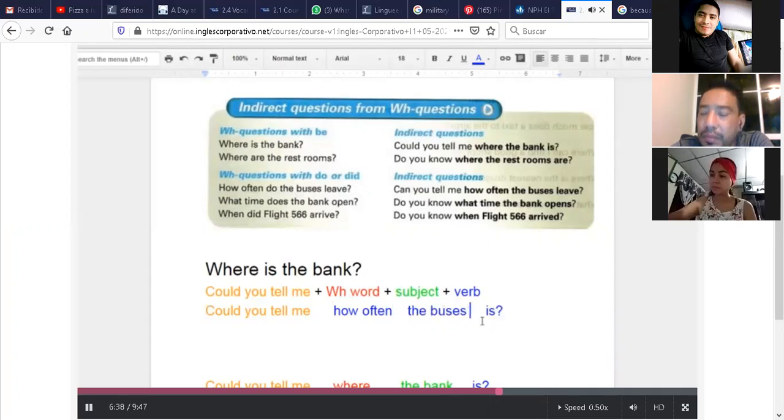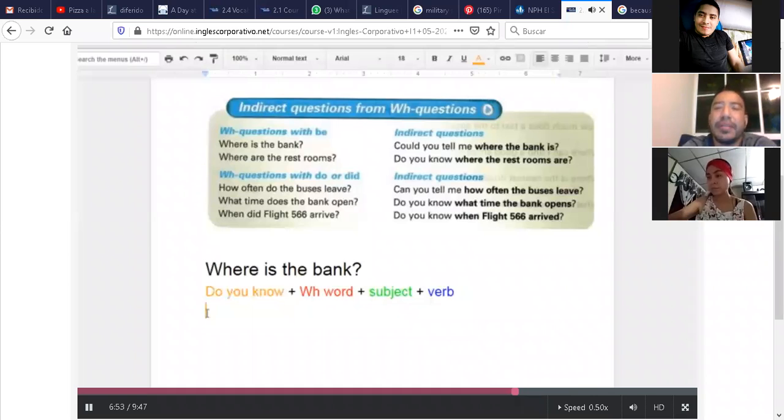And then that is followed by the verb. And so in this case, it's no longer the verb to be, but now it's the verb leave. How often do the buses leave? Could you tell me how often the buses leave?